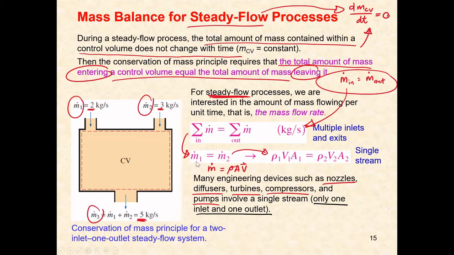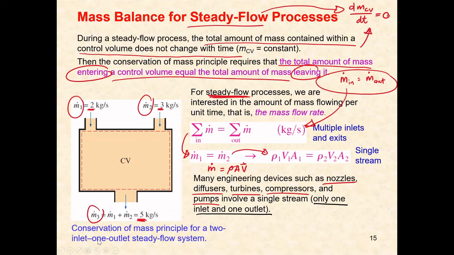So the m1 dot flow rate is rho 1 v1 A1. V is the velocity, rho is the density, and A is the cross-sectional area. Similarly for the exit point, rho 2, v2, and A2. So this is basically a single stream, single inflow and single outflow. You can have multiple inflow and also multiple outflow, it's the same thing. Many engineering devices such as nozzles, diffusers, turbines, compressors, and pumps involve a single stream, only one inlet and one outlet. But here is an example showing you the conservation of mass principle for two inlets.